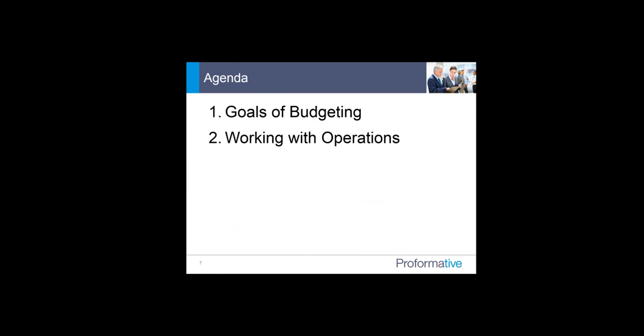Secondly, working with operations. Operations people, as a rule, when you start talking about budgeting, throw their hands up in the air and say, oh, here we go again. So what can we do to make that whole process easier, get better outcomes for ourselves, and make their lives easier too? Thirdly, I want to go through experience and budget timing, approximately the cycle that you need to go through in order to get a good outcome.